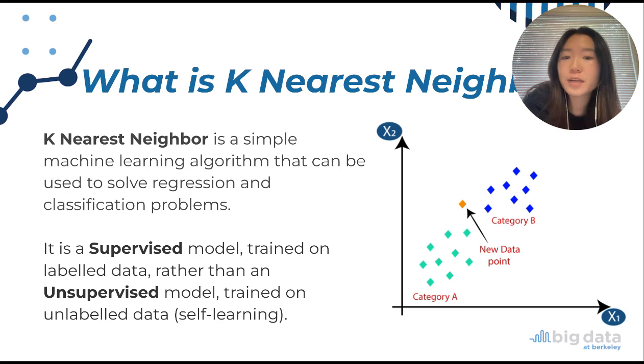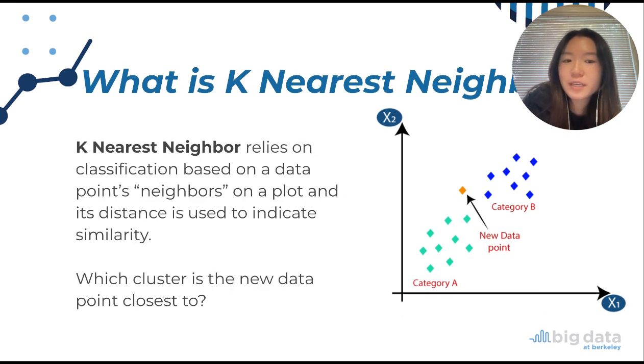So how does it work? Generally, k-nearest neighbors relies on classification based on data points and neighbors on a plot, and distance is used to indicate similarity. We might have two categories, A and B, and a new data point that we want to classify. It uses the k-nearest neighbors, meaning k is the number of nearest neighbors to classify it based on.